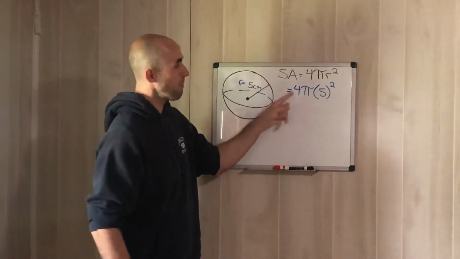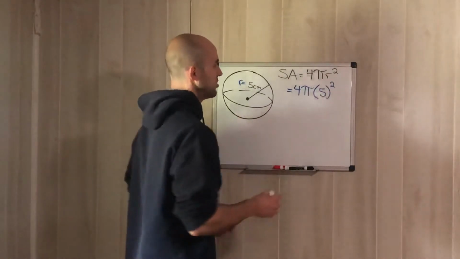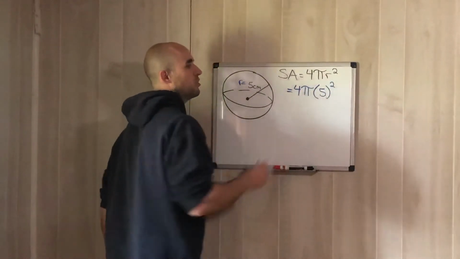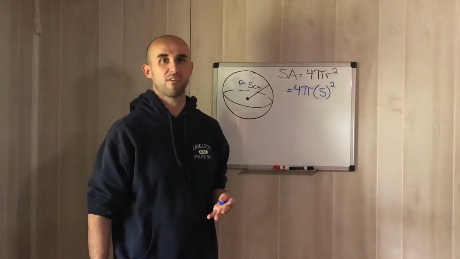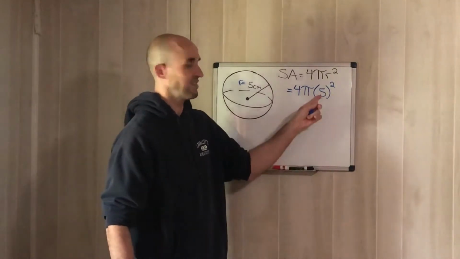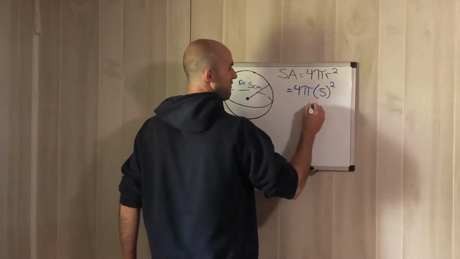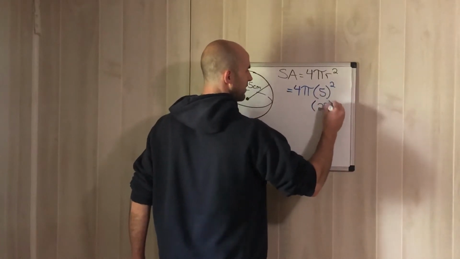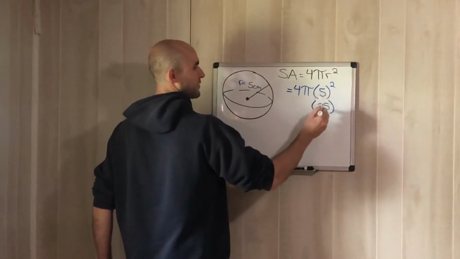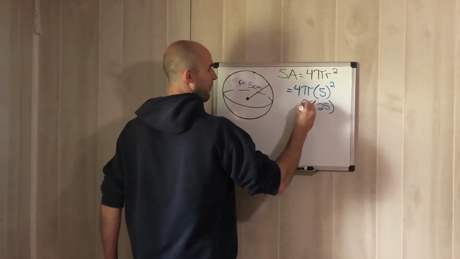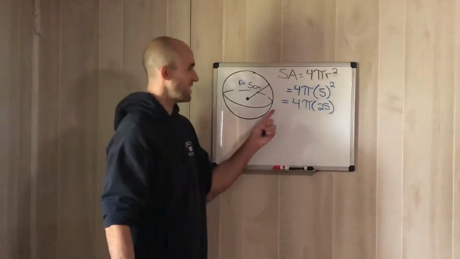Before you start multiplying with the 4 and the pi, deal with the exponents for order of operations. When you have 5 squared, you know that 5 squared means 5 times 5. Be careful though, because sometimes people make the mistake of doing 5 times 2. 5 squared is 5 times 5, which is 25. Bring down the pi, and also bring down the 4, because once you have that, it becomes a lot easier to deal with.